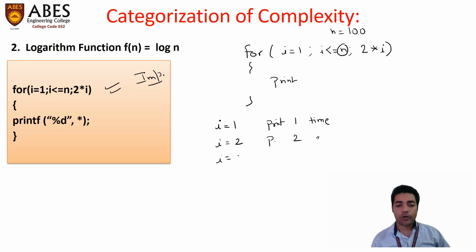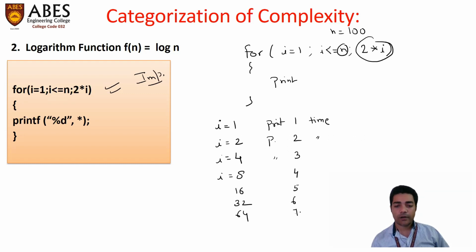Now what will be the value of i? i will become 4. Again it will print the third time. Now i will become 8 because of this, 2 into i. Again it will print the fourth time. Then i will become 16. Again it will print because 16 is less than 100. Then 32, 32 is less than 100. 64, it is still less than 100, 7 times.